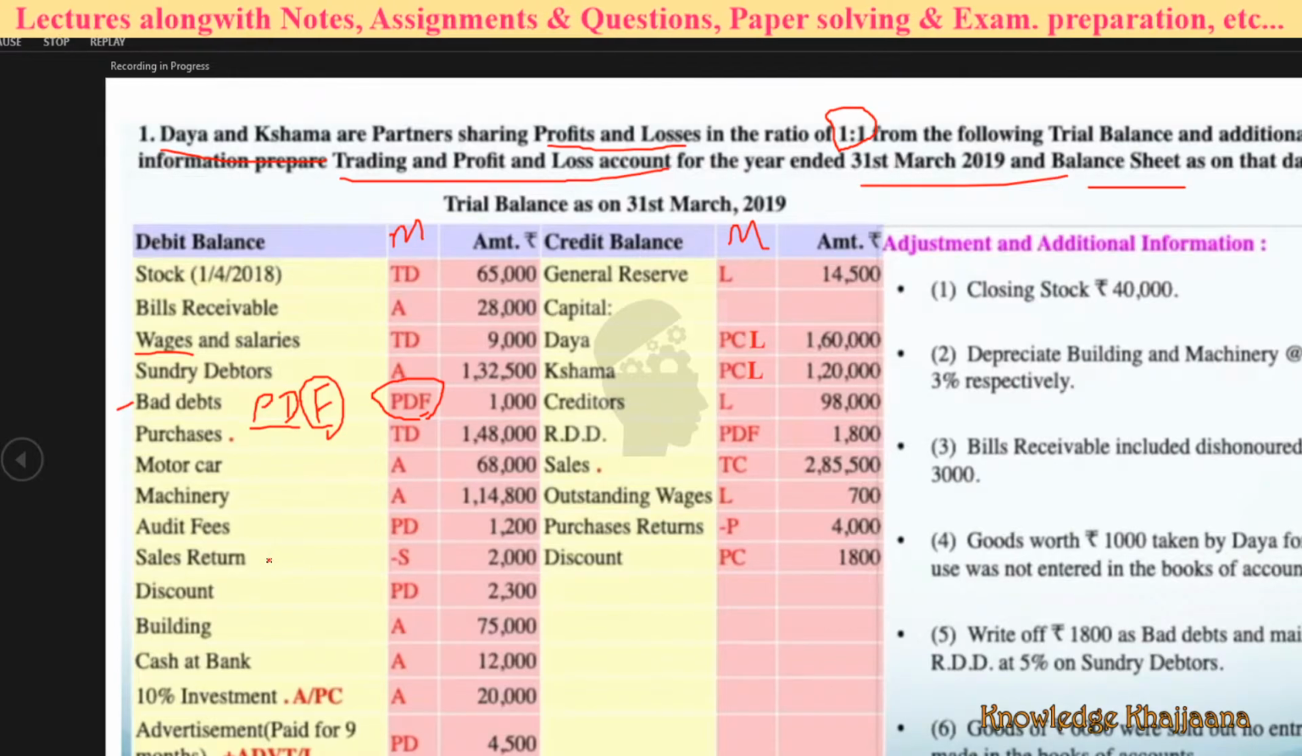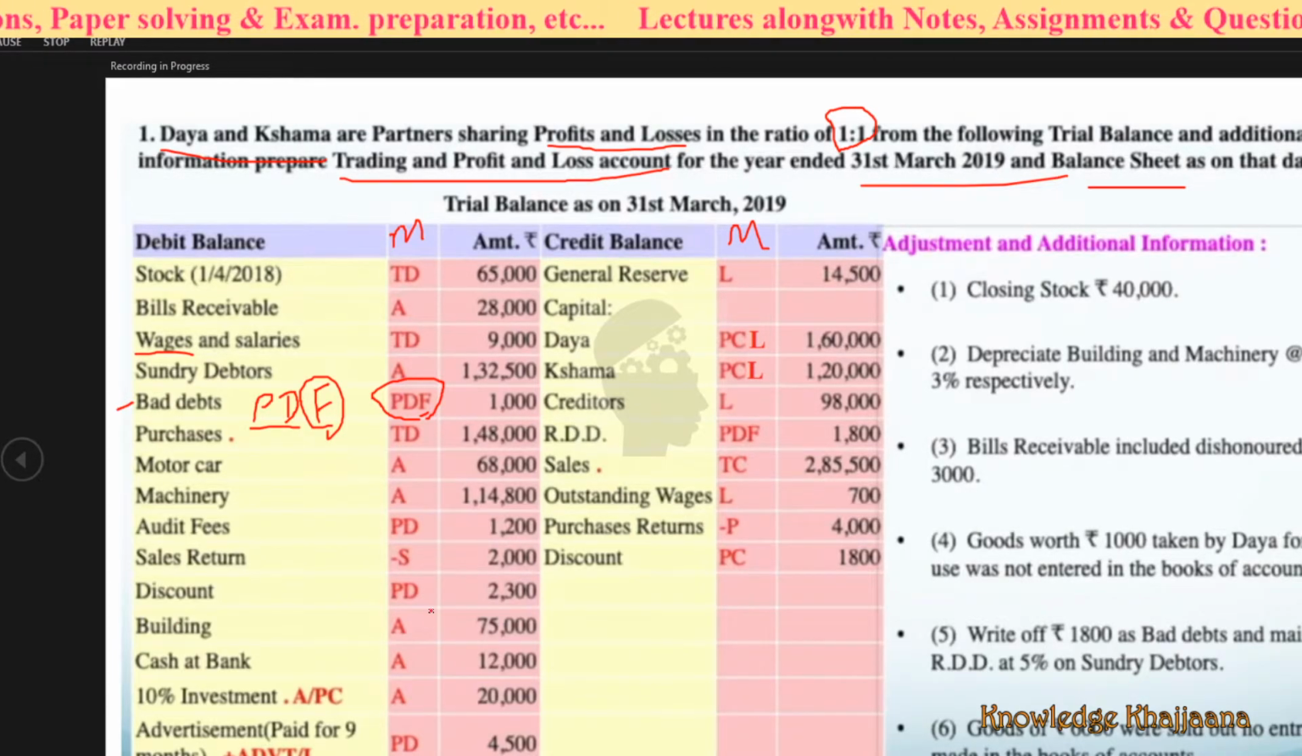See, we had sold some items to somebody, and those people, those debtors, have returned us some goods, okay. So whatever the amount of those goods, you have to deduct from the sales. That's why I have written minus. Minus means you have to deduct that much amount from sales.